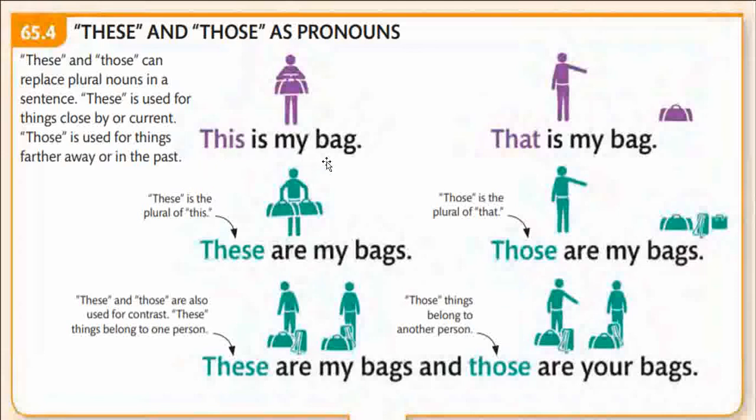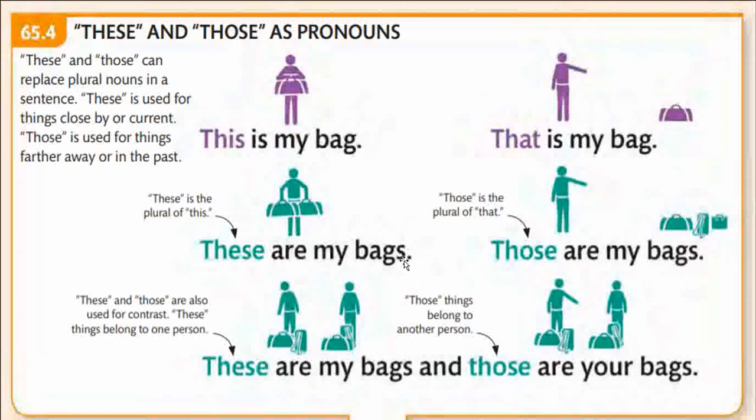This is my bag, singular. Instead of saying it is my bag, saying this is my bag. Instead of saying it is my bag, you're saying that is my bag. Over here, this and that were playing the role of a pronoun. We have seen this example earlier. Now we need to see it with plurals. How do we use it with plurals? This becomes these. These is the plural of this. These are my bags. It's an extra S over there.